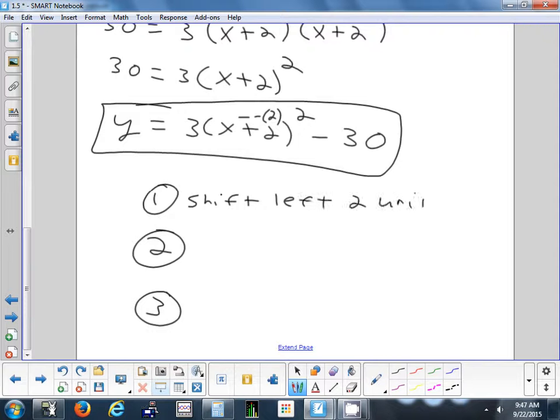It takes a little practice just to get used to that. As Cameron said, think of the opposite. You just got to get used to that, only when it's inside parentheses, not outside. Okay, the 3. Somebody just said that. Yep, vertically stretched by a factor of 3.